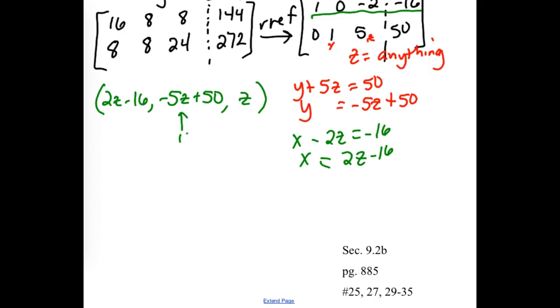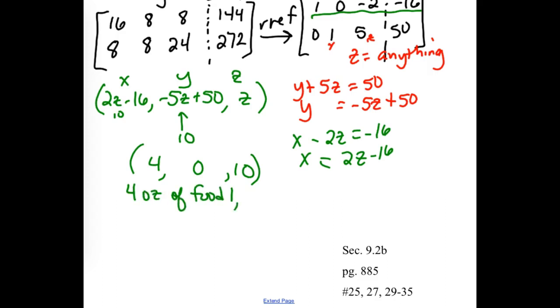Well, if we put a 10 in here, my y value would be 0. So if I put a 10 in for z, I'm going to get nothing for y. I don't eat any of that second food. And if I put a 10 in here, I end up with 20 minus 16, or 4. So one option is that I can have 4 ounces of food 1, 0 ounces of food 2, and 10 ounces of food 3.